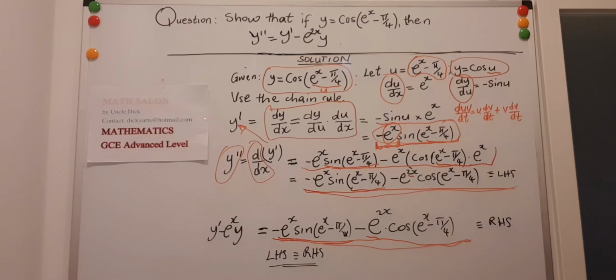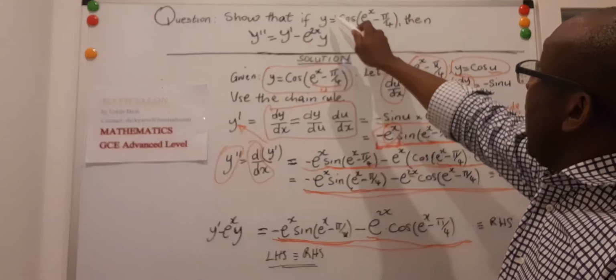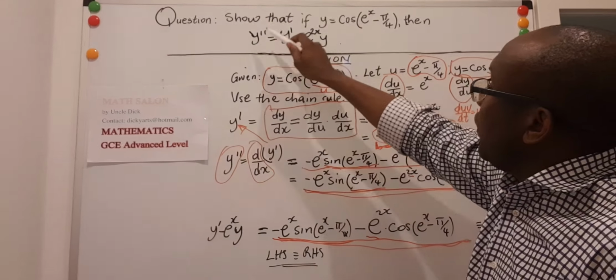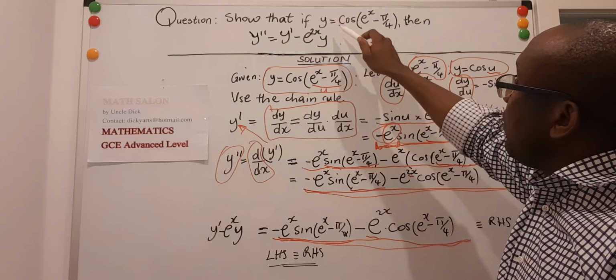they should be identical. In that case, we've proven that the left-hand side is equal to the right-hand side. So if a function is given by y is equal to cos of e to the x minus pi on 4, then y double prime must be equal to y prime minus e to the 2x y.